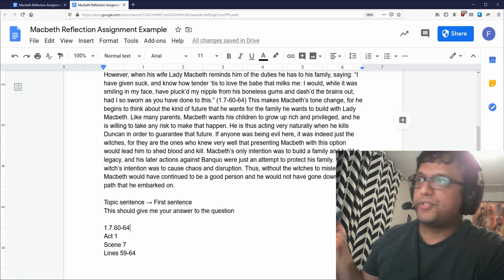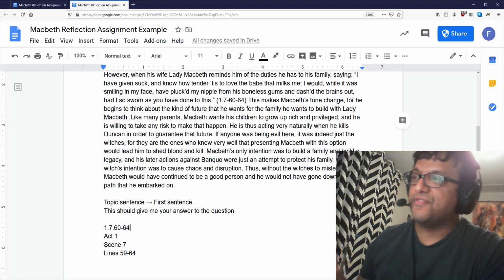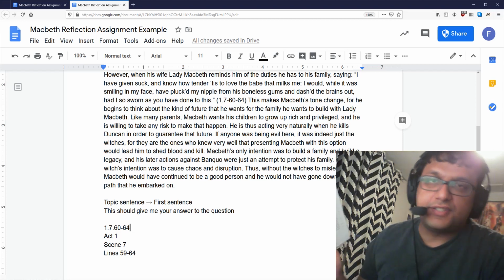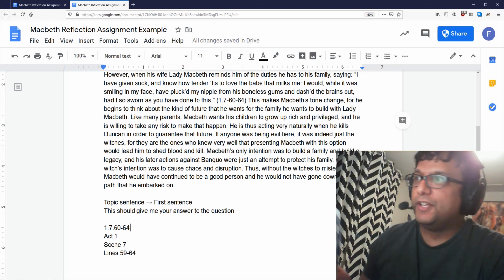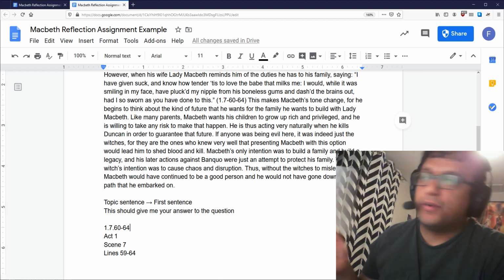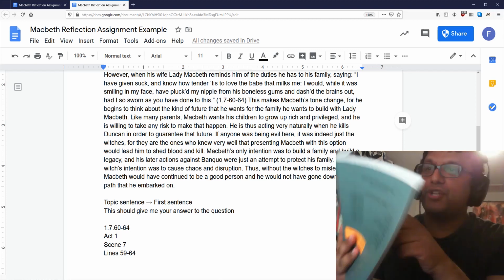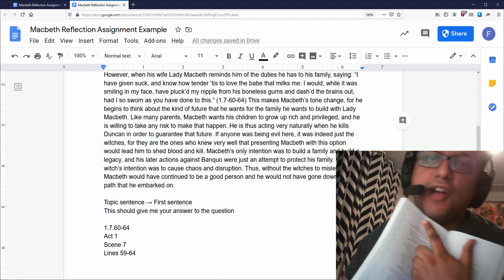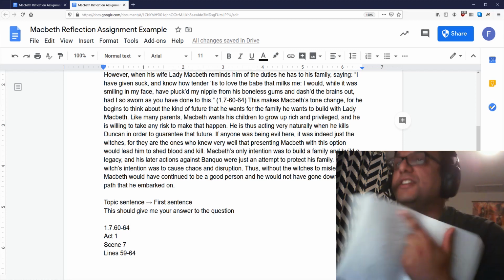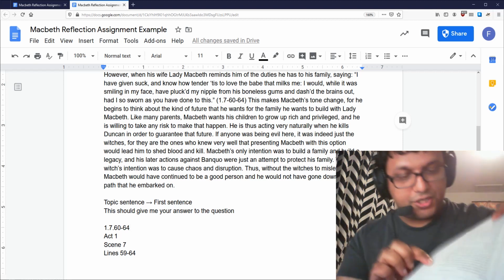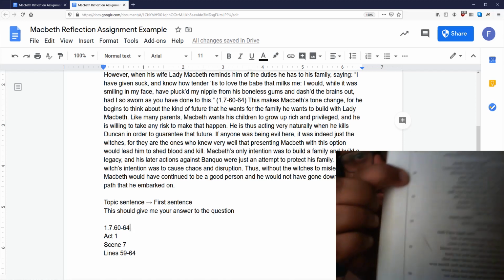So, as I was saying, Act 1, Scene 7, line 60 to 64. The way you find this information is very simple, right? Find whatever quote you want, and then which act is it? Well, it says right there at the top, Act 1, and then which scene? Scene 7, and then which line? Well, it's right here at the side, right?